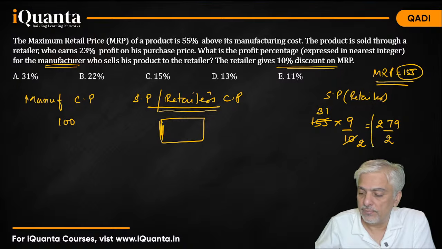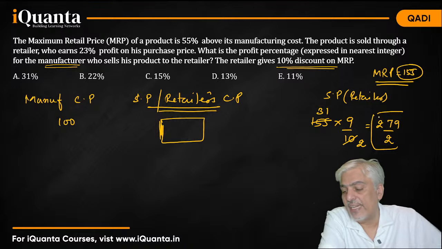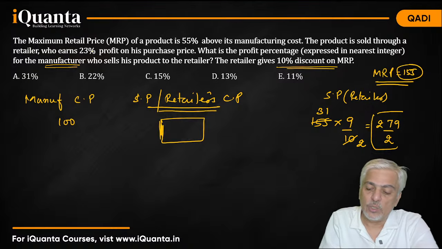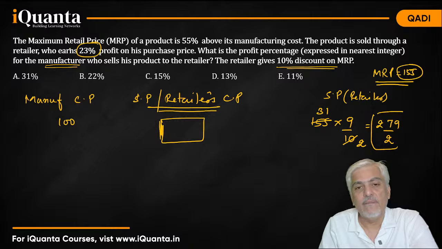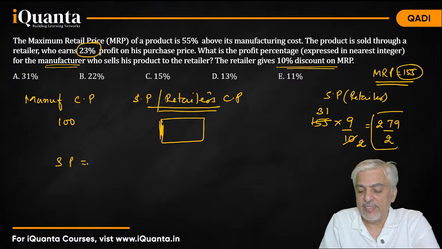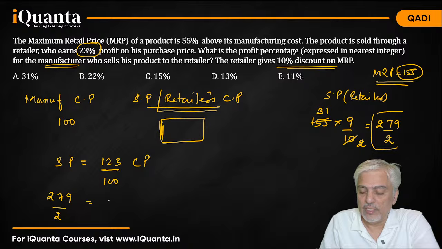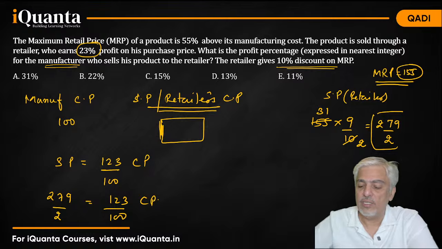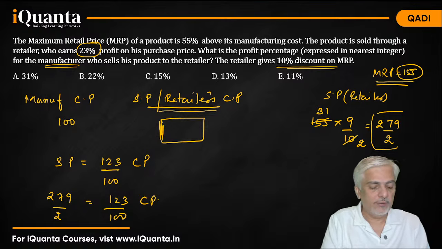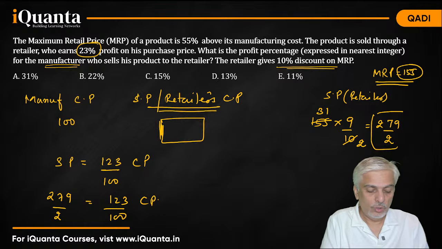Okay, pay attention. So 279 upon 2 is the selling price, and on this selling price he has already earned 23% profit. So the selling price is 123% of the cost price. So 279 upon 2 is 123 upon 100 into cost price. Let's do this calculation carefully on the calculator. So 279 divided by 2 into 100 divided by 123.